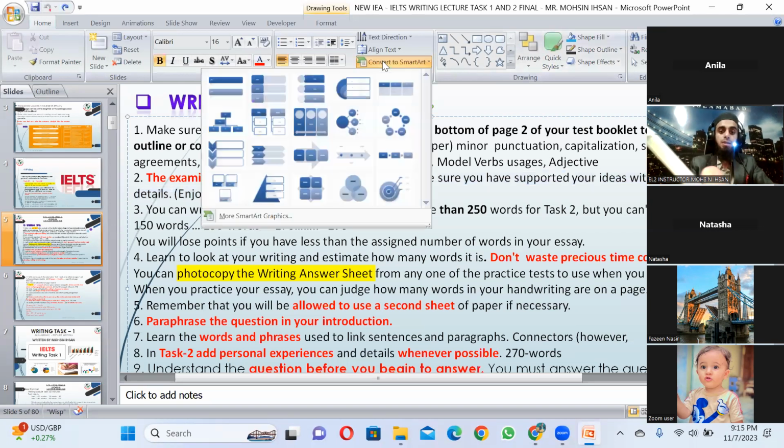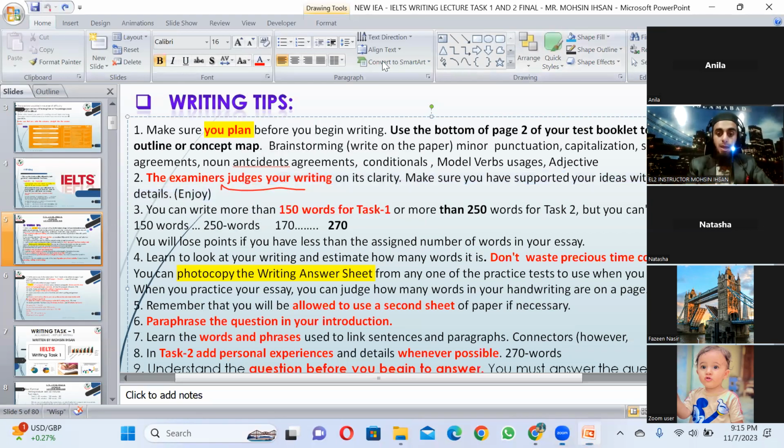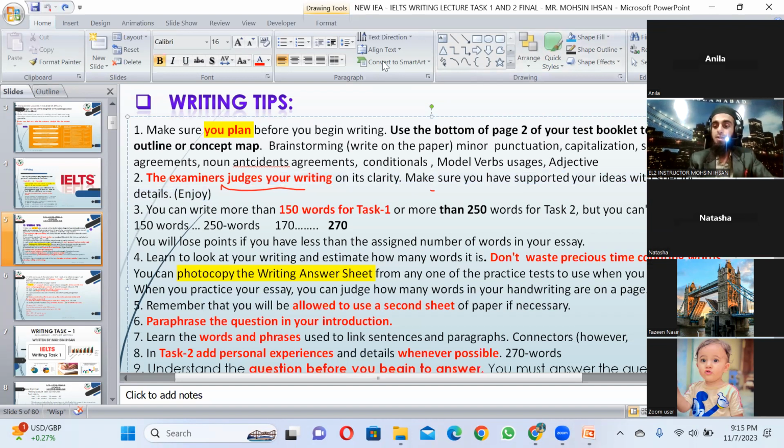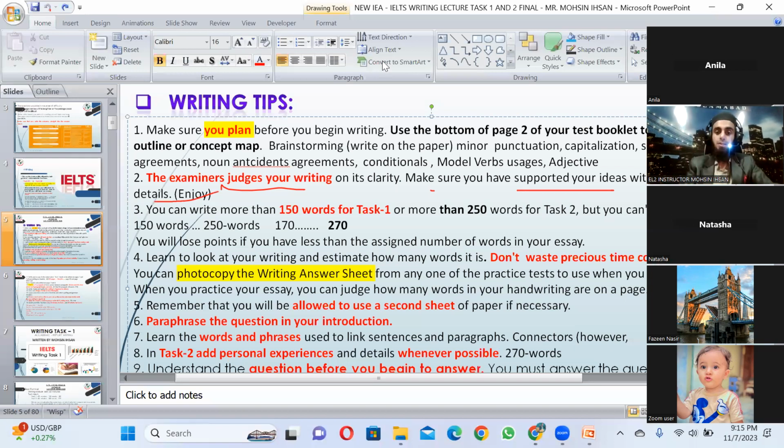Sorry. Yes, it is for the examiner. It means that it should be interesting for the examiner, right? If the examiner is not enjoying your writing, how can you expect that the examiner would give you a very good score? If the examiner is getting bored of your writing, do not expect something good from him, right?